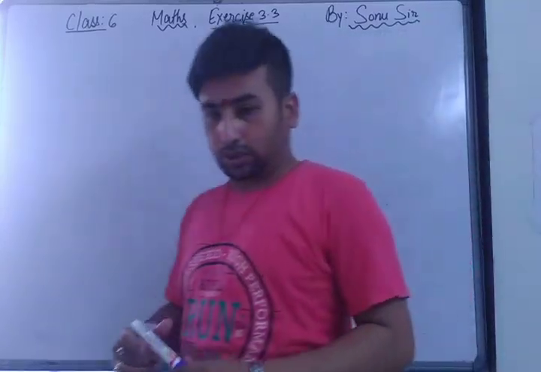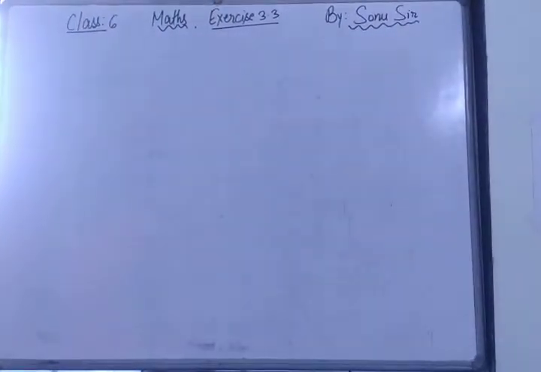Question number 2 is also similar to that. By using the divisibility test, determine which of the following are divisible by 4 and divisible by 8. Here it is the same question, but in that we had the divisibility of all the numbers, while here we have only 4 and 8.